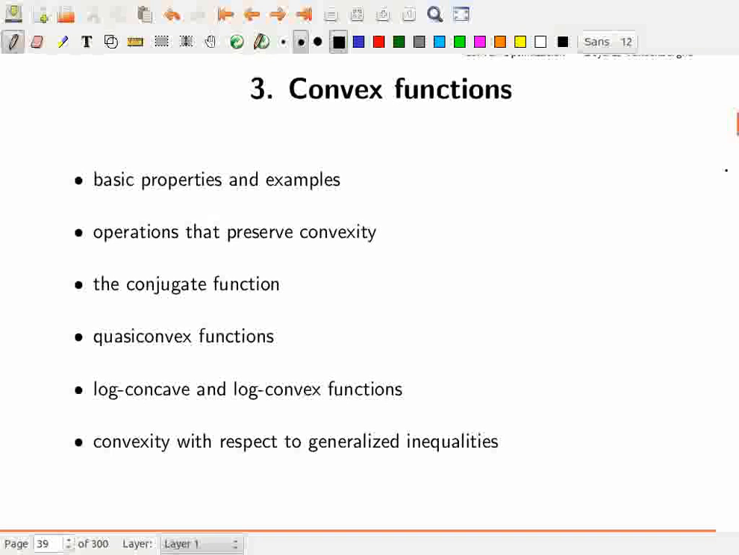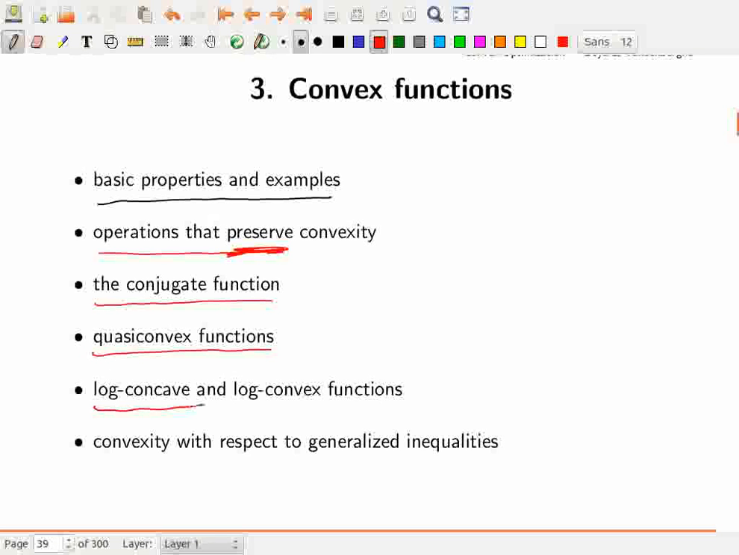In the last meeting we talked about the basic properties of convex functions and some examples. We talked about the operations that preserve convexity. Today we will continue talking about these operations, and we will go through the conjugate function, quasi-convex functions, and log-concave and log-convex functions.